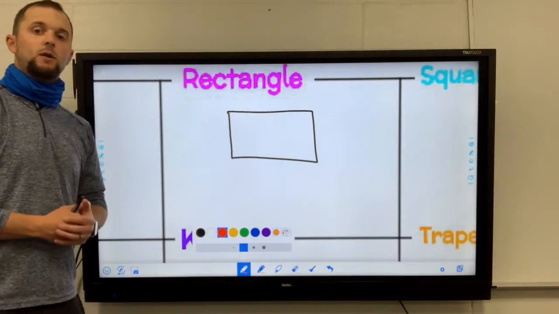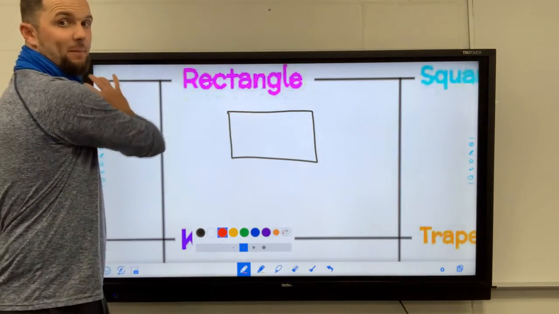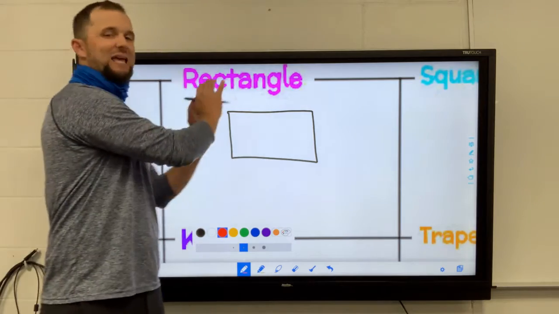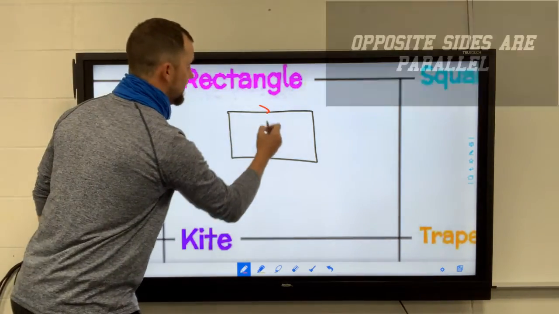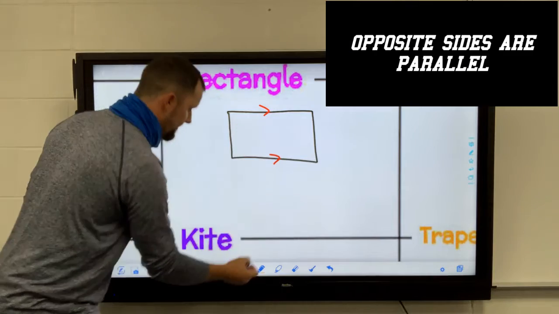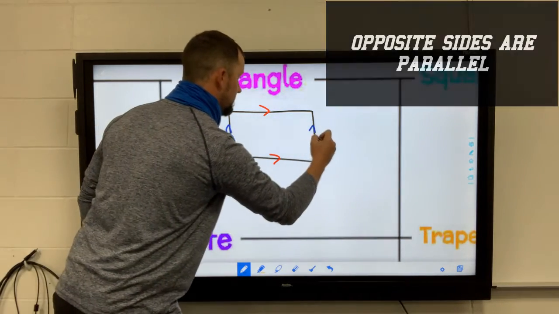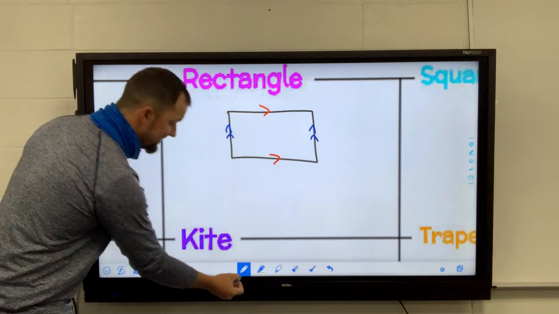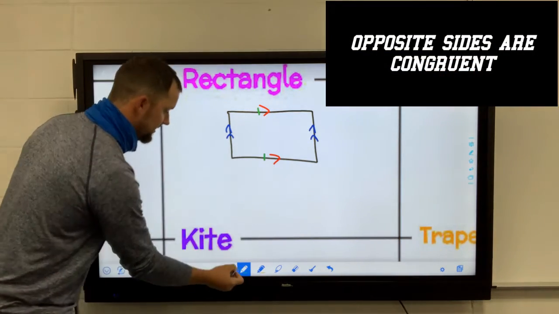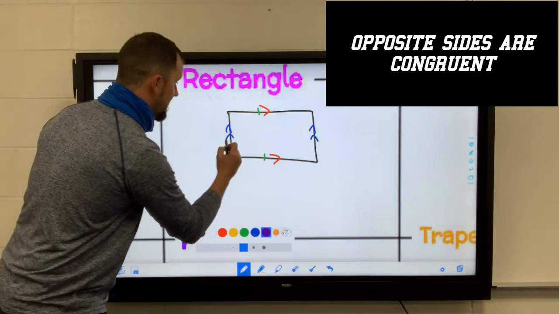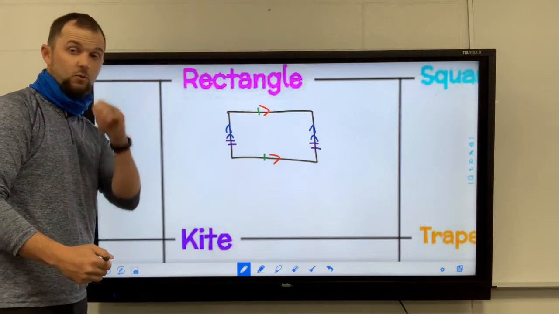The next thing we're going to look at is a rectangle. Everything that happened on the parallelogram is going to be the same with the rectangle. Opposite sides are going to be parallel to each other because this is a parallelogram. Opposite sides are congruent to each other, which means this side is congruent to this one, and this side right here is congruent to this side over here.